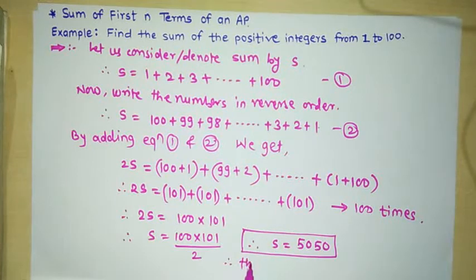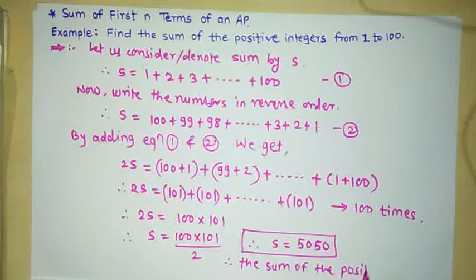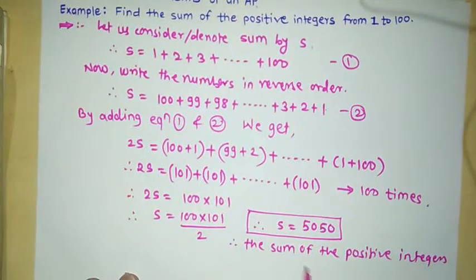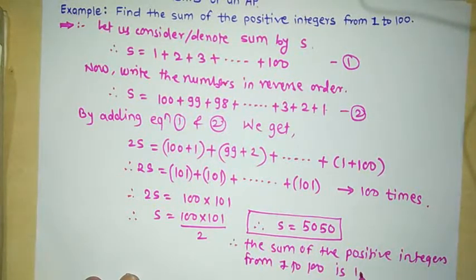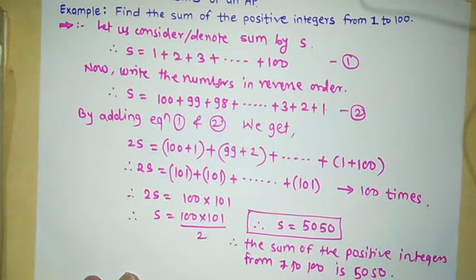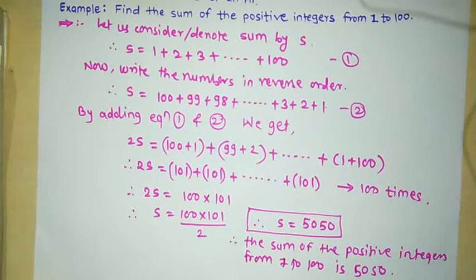Therefore, the sum of the positive integers from 1 to 100 is 5050. Now we will see, friends, by using this technique we have to find the sum of the first n terms of an AP.